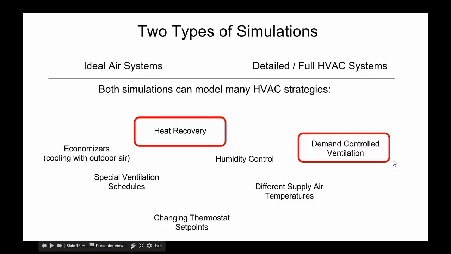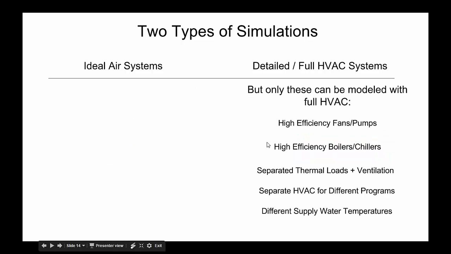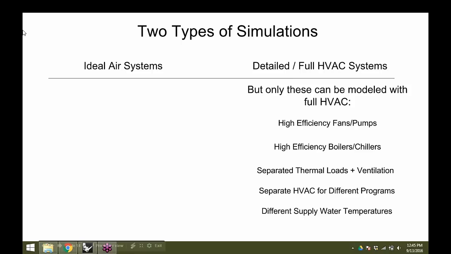But now that I say this, there are several strategies that you can really only model if you have a full detailed HVAC system. So things like higher efficiency fans and pumps: the ideal air system doesn't have any fans or pumps, so you can't really model the effect of those. Or better boilers and chillers. Something we're going to look at today is where you separate the loads, what it takes to heat and cool the space, from what it takes to ventilate the space. Separating those two is often associated with a lot of energy savings. You can't really model that with an ideal air system.